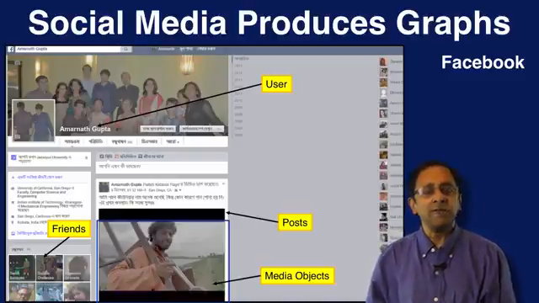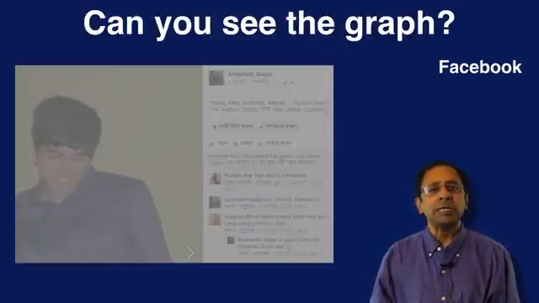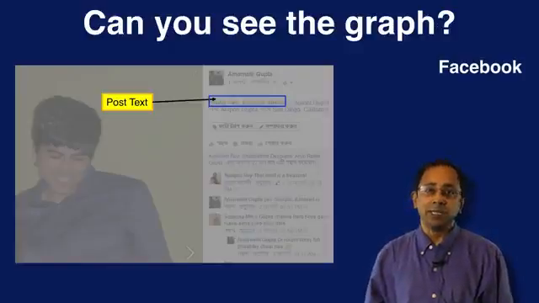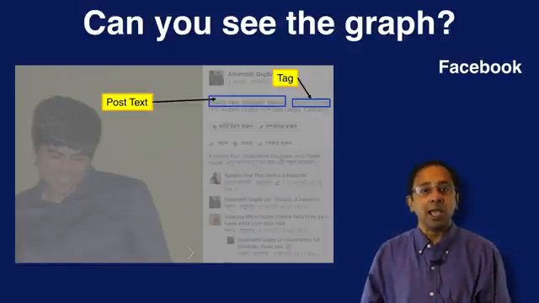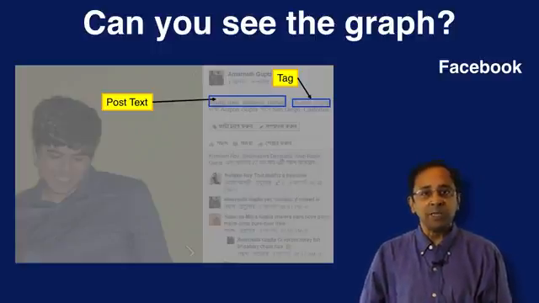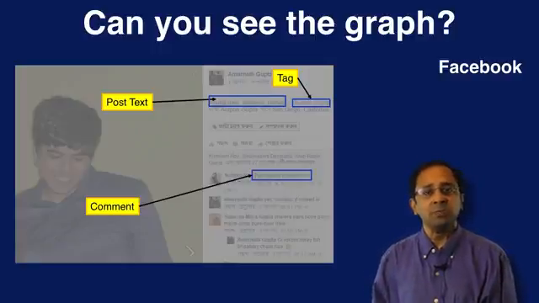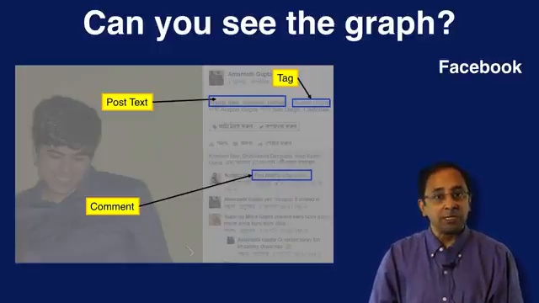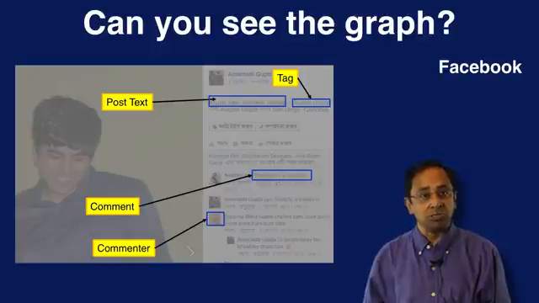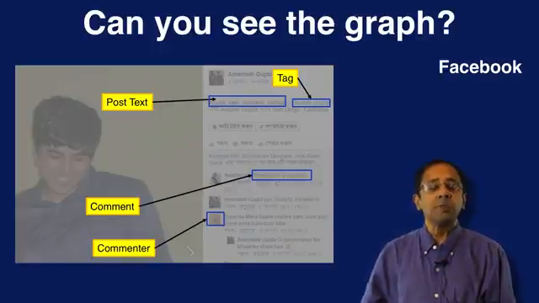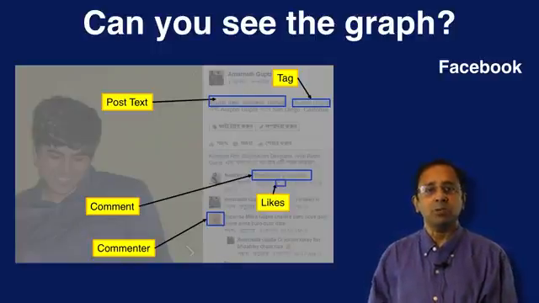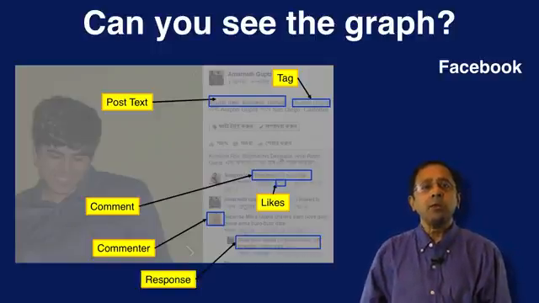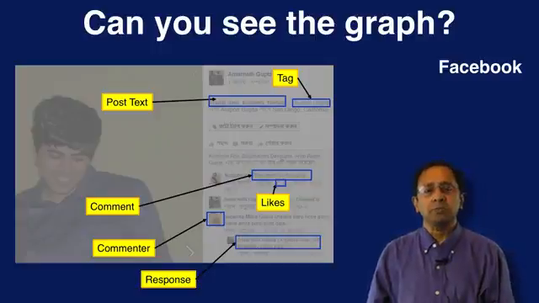What else does it have? Well, let's consider what's inside a post. The post contains text. It has tags. I tag some people. Some people comment on my post. If somebody is commenting, then that means there must be a commenter who is also a user in the Facebook. Other people like my post, or they like a comment, and they also respond to some of the comments.